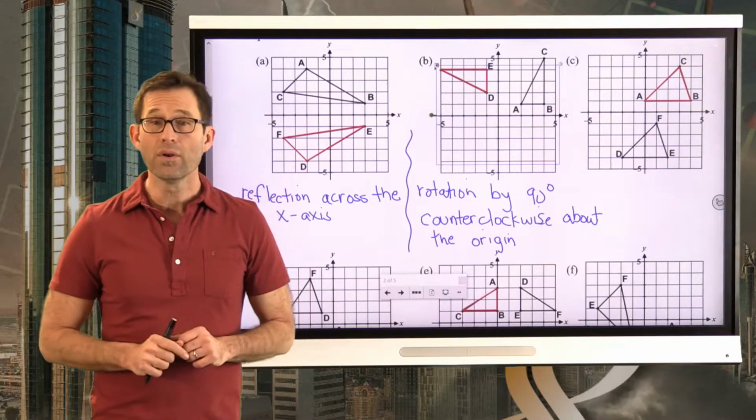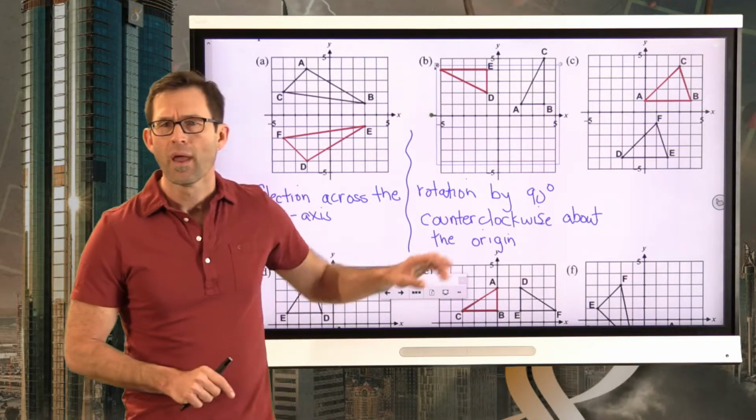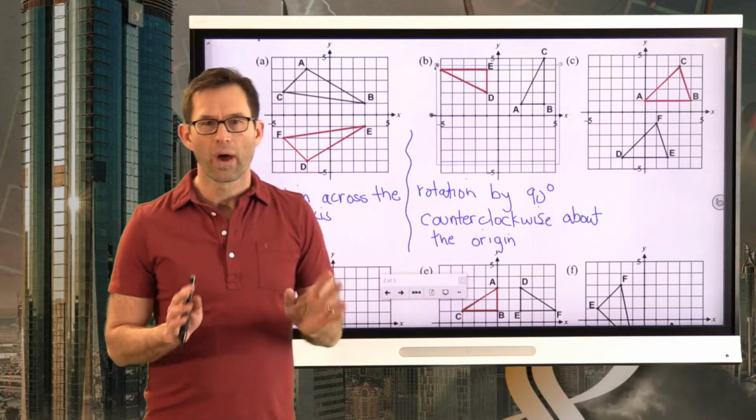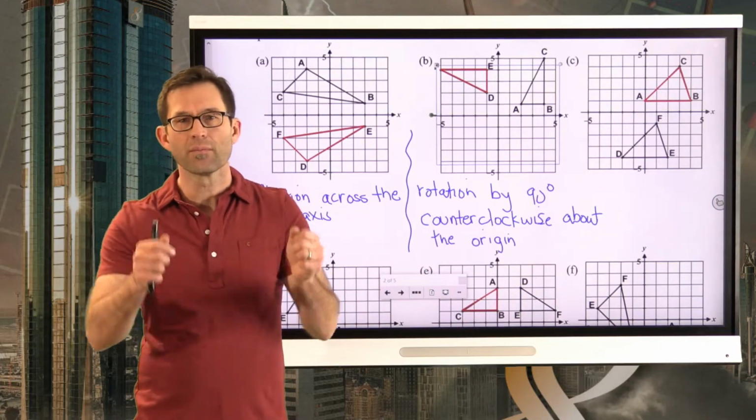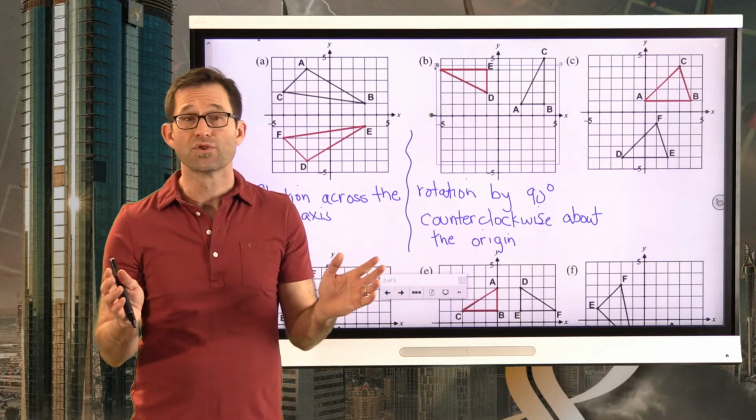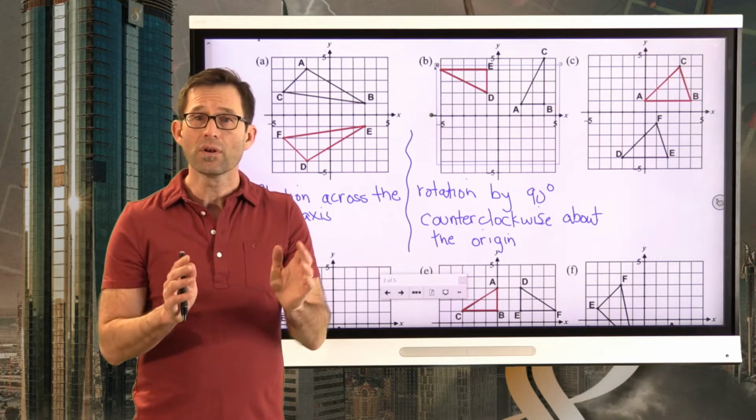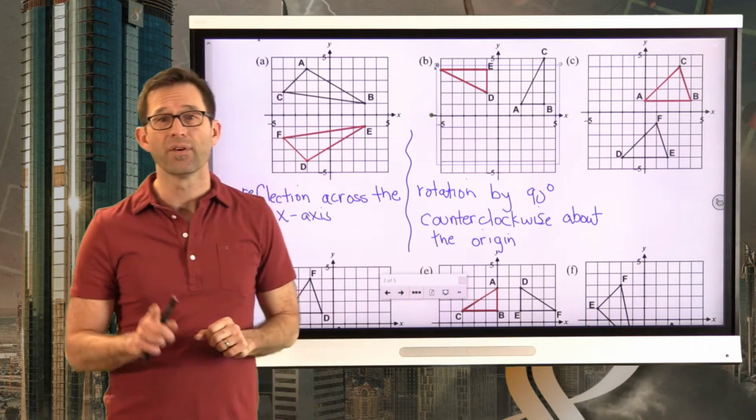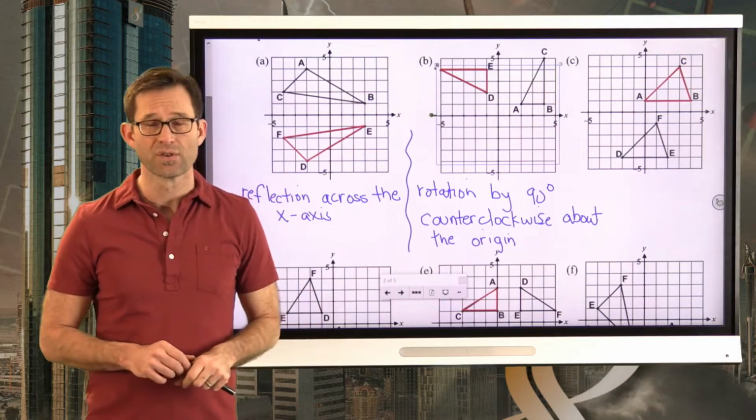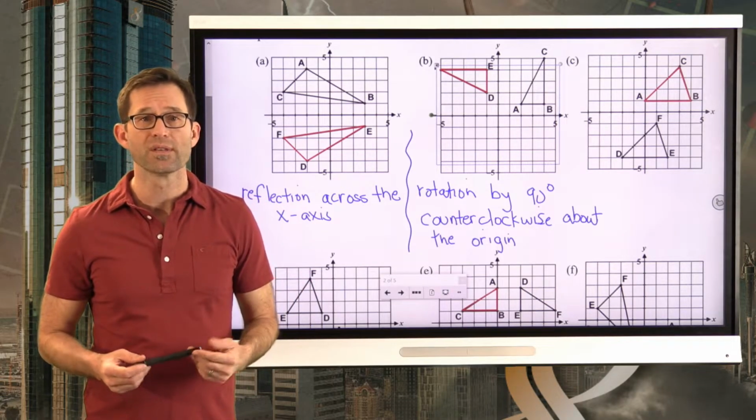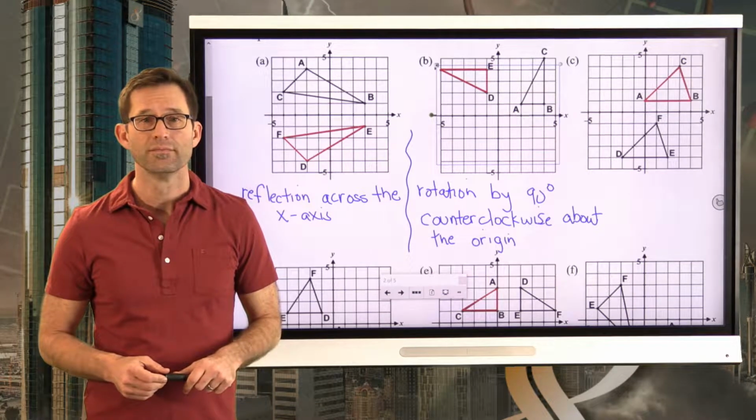What I'd like you to do is pause the video now and try to work through all the remaining 4 of them. You might have to turn your paper sometimes to see if it's a rotation. You might even have to use tracing paper, but see if you can describe how to map triangle ABC onto DEF in each one of these different situations. Pause the video now and take quite a few minutes to try to figure these out and write down their descriptions.